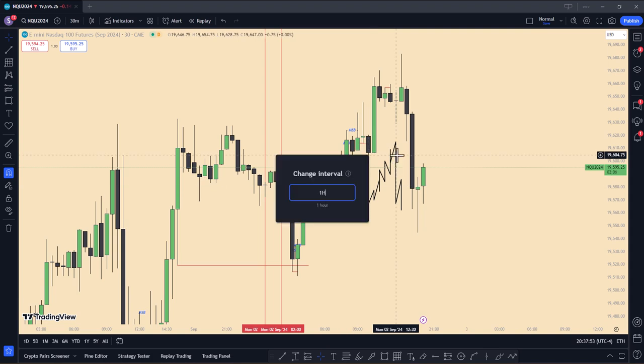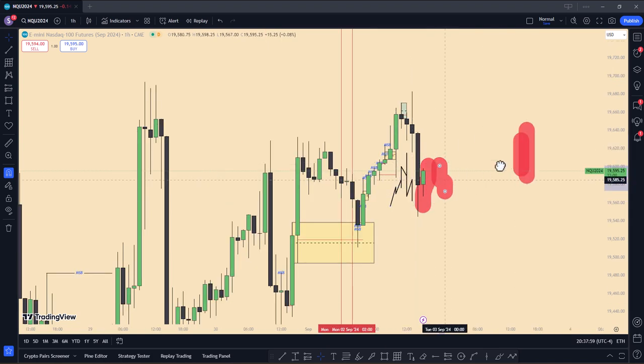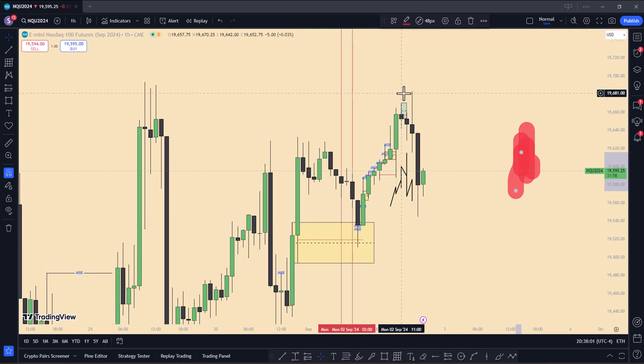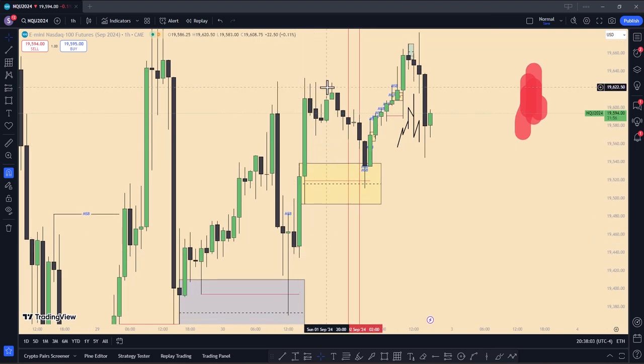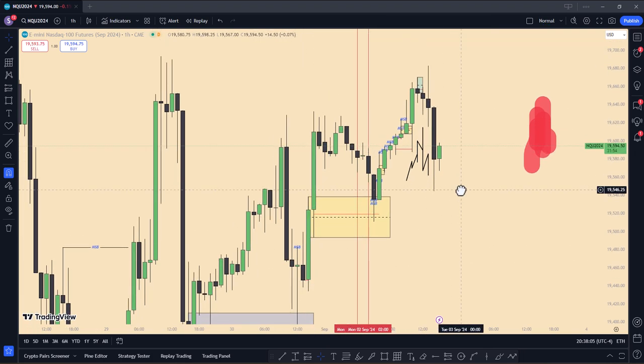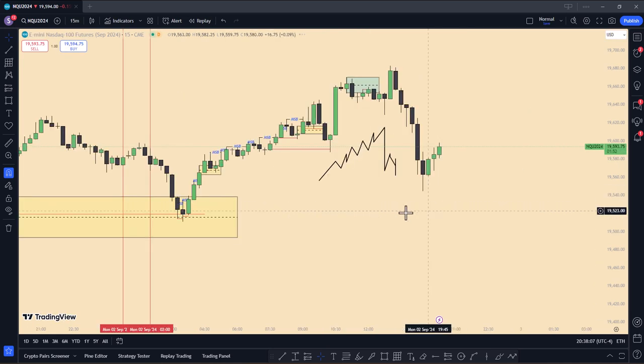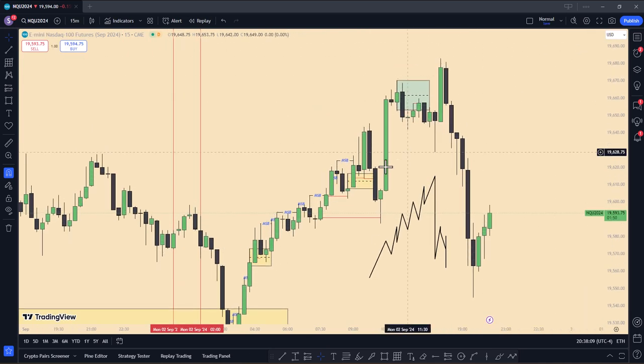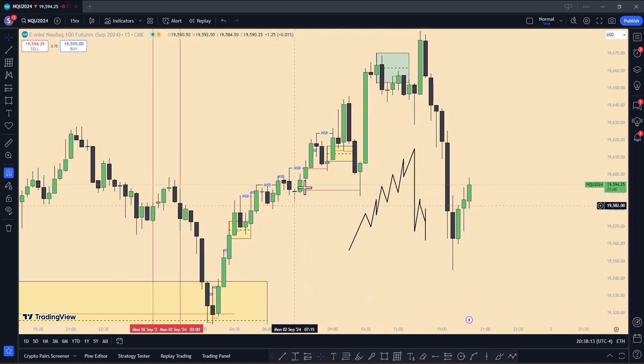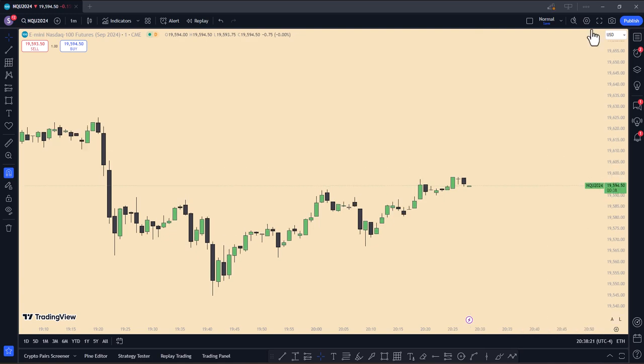Let's go to the 1 hour, see how that looks. Let's remove this. Expansion, pullback. Here's another expansion, another pullback. Let's go to the 15-minute and see that pullback one more time. So it would be this one. Yes, so a leg and then a pullback, right? So don't get caught in those moves trying to reverse the market.